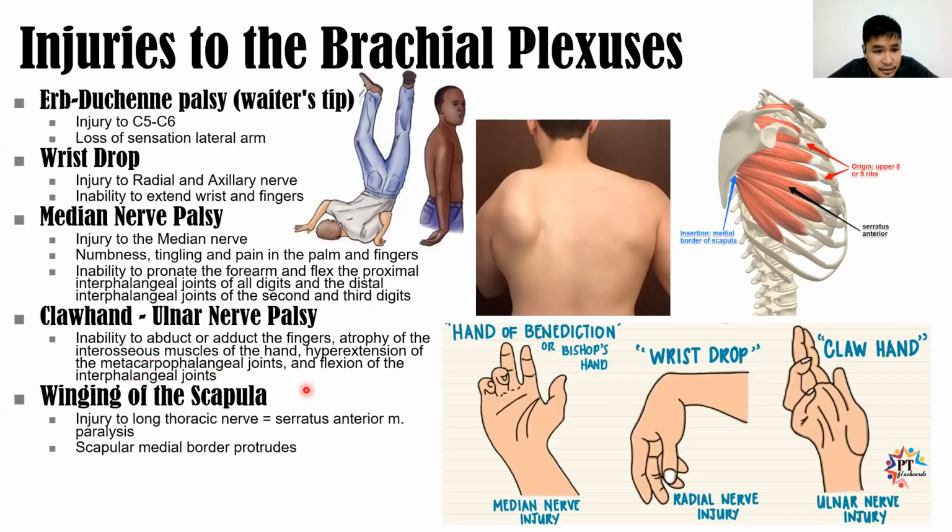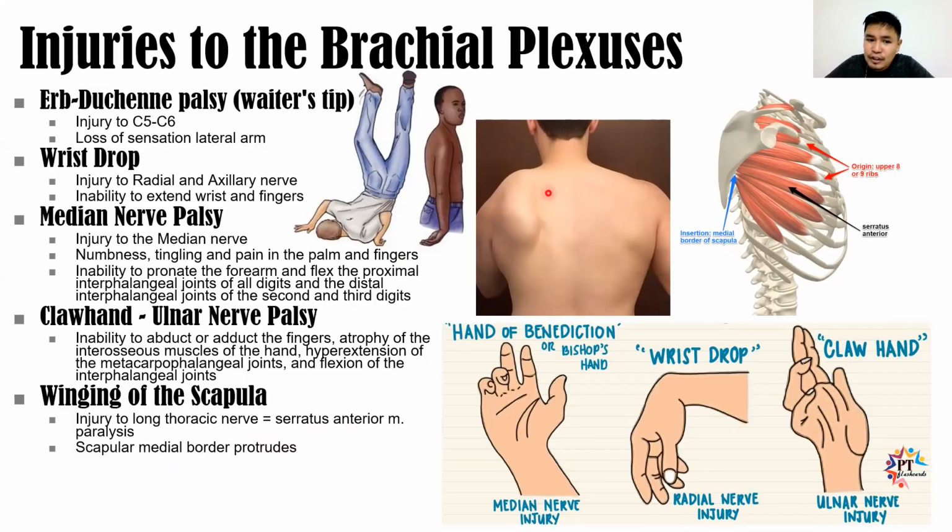And then winging of the scapula. This is due to the injury to the long thoracic nerve that results in serratus anterior muscle paralysis. Because your long thoracic nerve innervates your serratus anterior muscle, if there would be injury, your serratus anterior muscle becomes weak. That's the reason why it results in the winging of the scapula. The scapular medial border protrudes.